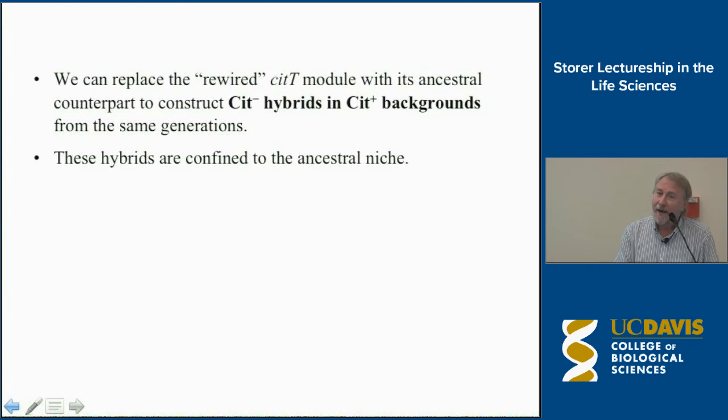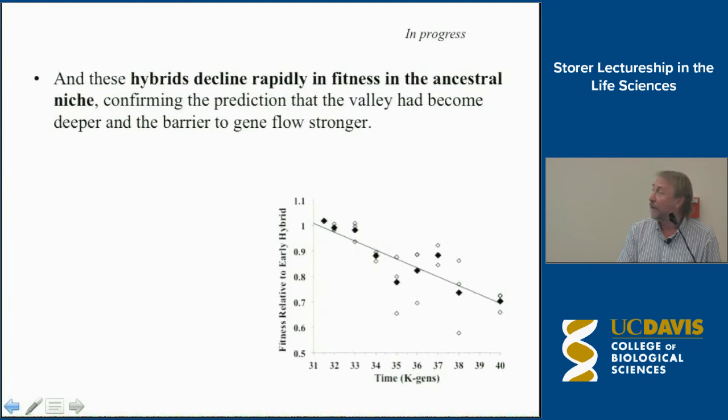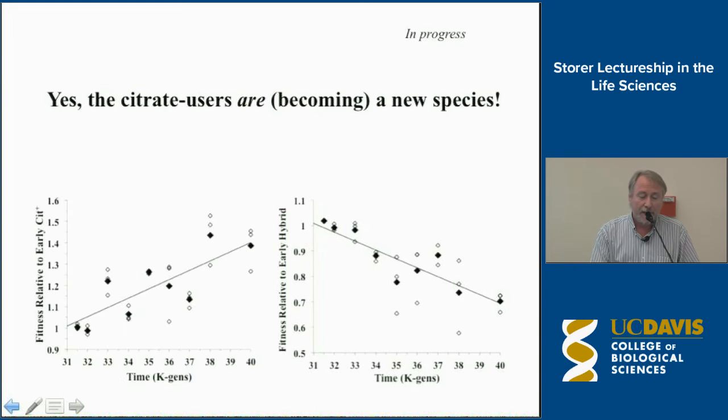And the prediction is, if the valley is getting deeper, this is going to be a downward fitness trajectory. And in fact, that's what we observe: the hybrids, these artificial hybrids that we make at the earliest generation are more fit than the artificial hybrids that we make from the later generations. And so this combination of refinement and this loss of ability in the ancestral niche is, I would say, whether a new species or becoming a new species, showing us that this way of understanding how invading new ecological circumstances may put populations on different paths is creating this maladaptive intermediate state.